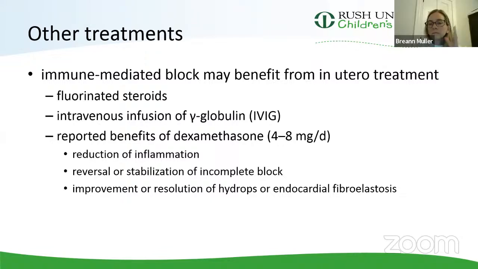I have one further question, Brianne. We're talking about bradycardia now related to lupus and other connective tissue disorders. But what do you do in, let's say, congenitally corrected transposition or left isomerism? Are you as vigorous in treating that, or do you just regard that as a hopeless case?